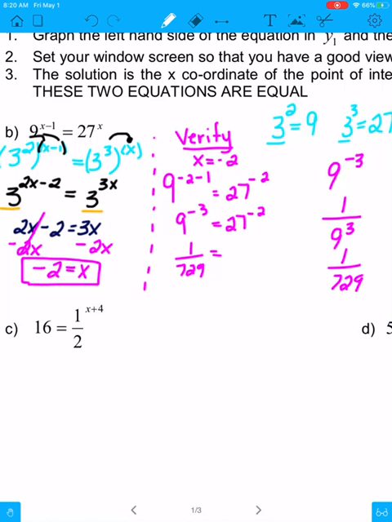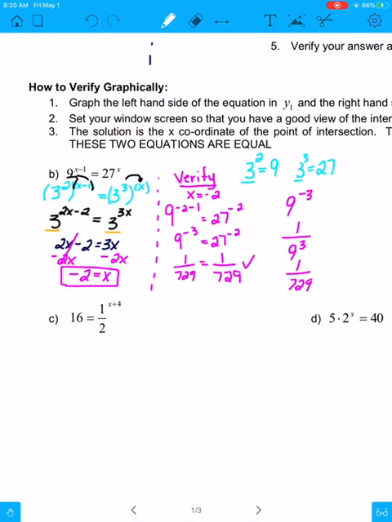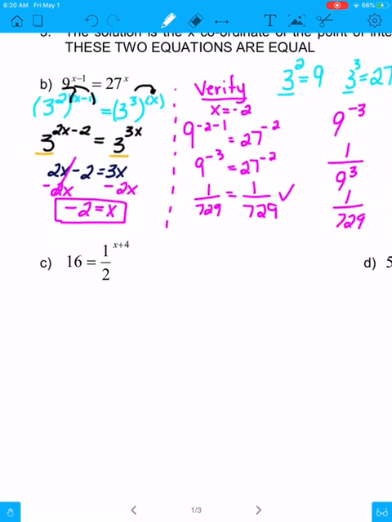So this one would end up being 1 over 27 to the positive 2, and 27 to the positive 2 is 729. And now someone who knows nothing about math can say 1 over 729 equals 1 over 729. That looks right. Okay? You need to get to that step where they actually look the same. All right. Gets increasingly a little more difficult.